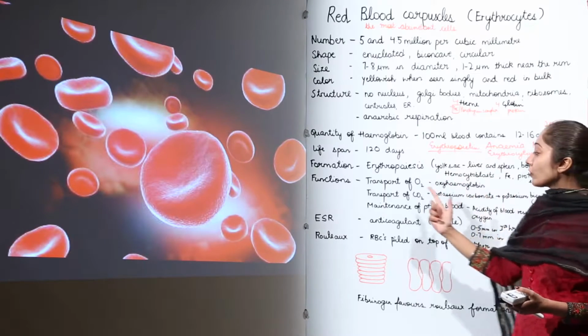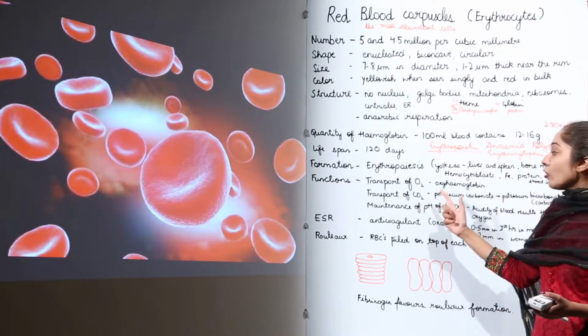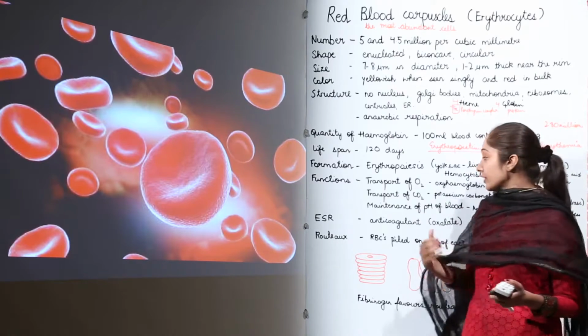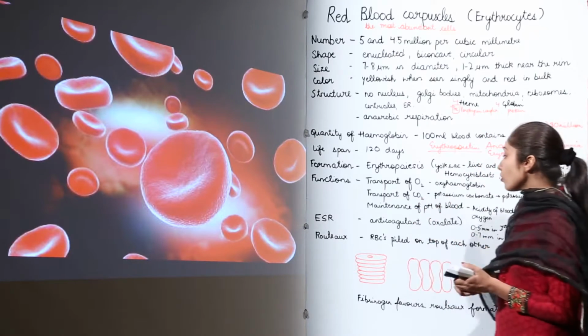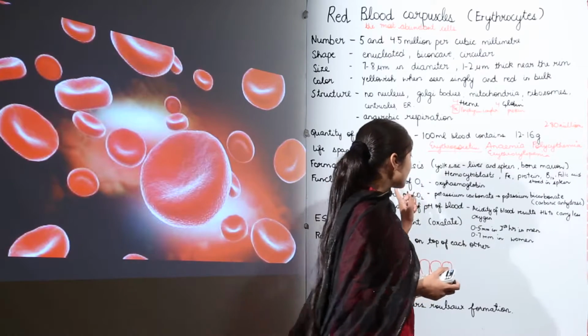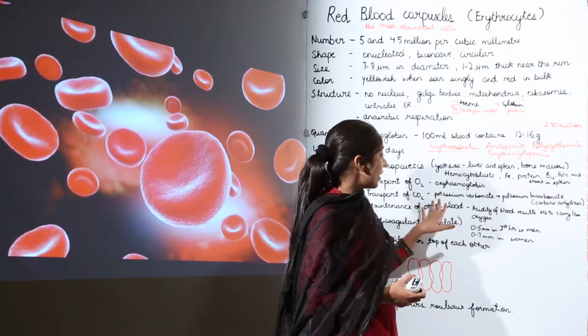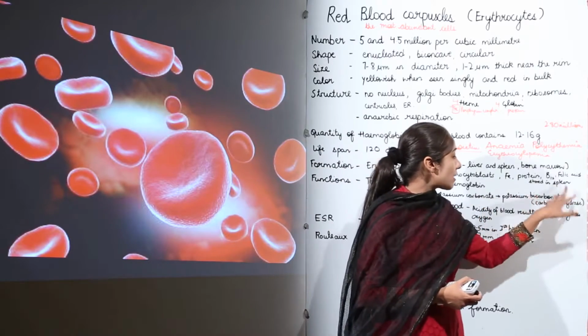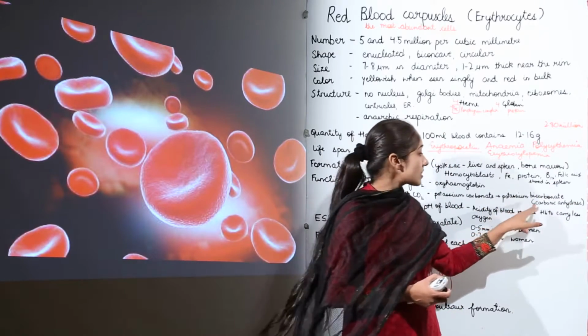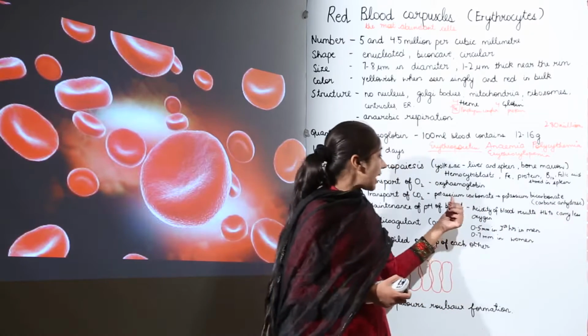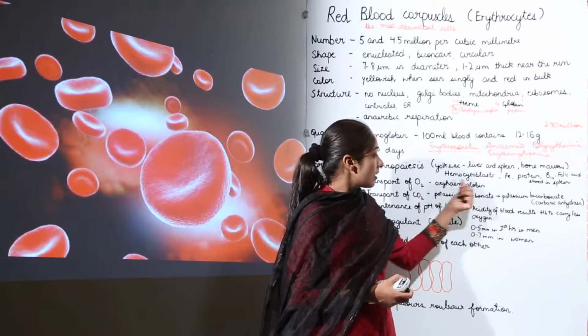Then let's talk about transport of carbon dioxide. Hemoglobin also combines with carbon dioxide, okay. The red blood corpuscles have potassium carbonate, and the potassium carbonate forms potassium bicarbonate in the presence of the enzyme carbonic anhydrase. Potassium carbonate combines with what?